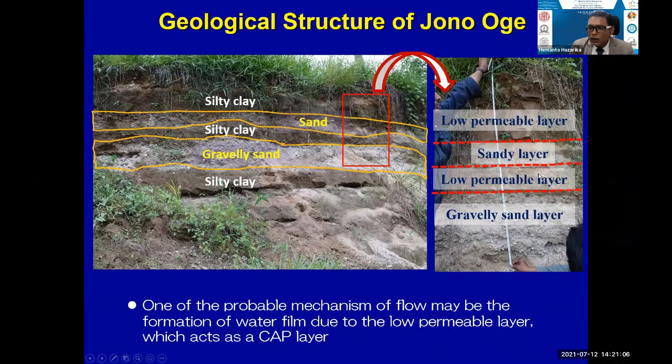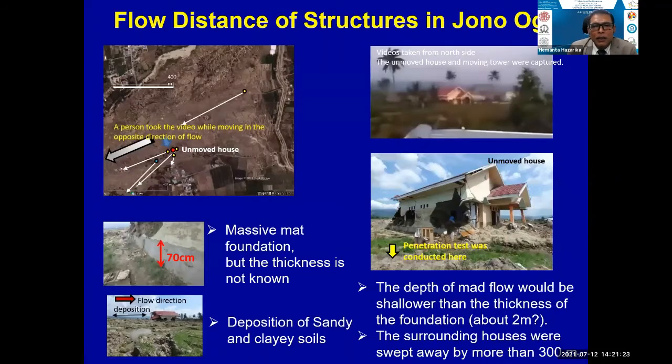Okay, due to the existence of this kind of low permeable layer, which acts as a kind of capped layer to prevent the liquefied soil to go up, it forms the water film. But liquefaction alone cannot explain this phenomenon, because normally we have a lateral flow due to liquefaction, but it can be up to few meters, not like few hundred meters or few kilometers like here in this case.